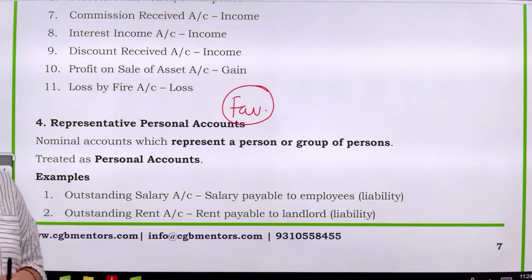So yes, Vishal, it is important to watch in sequence, right?